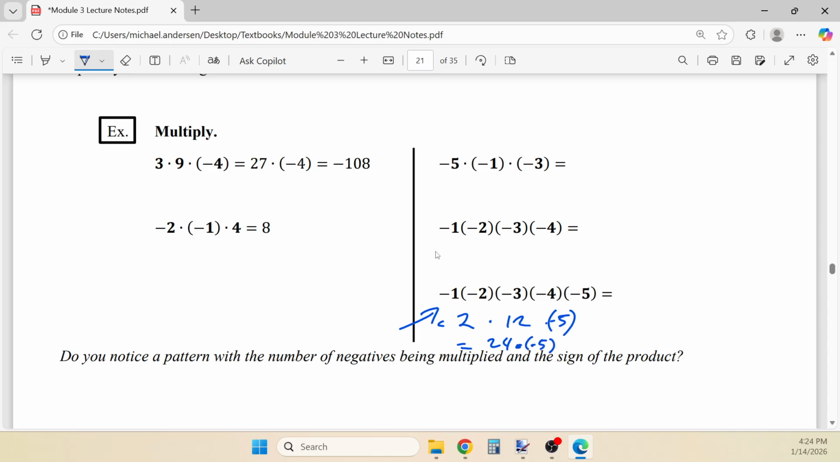And now, if we want, we see we have positive times a negative, so we're going to end up with a negative number. And we might feel like we need to stack these and multiply them out. 5 times 4 is 20. 5 times 2 is 10, plus 2 is 12. This gets us 120.